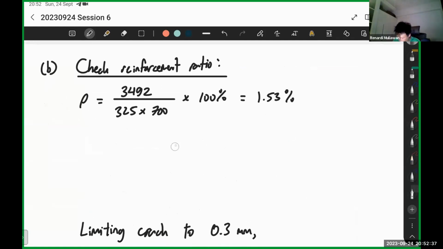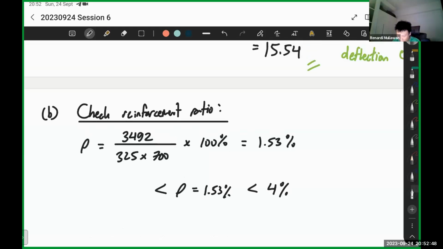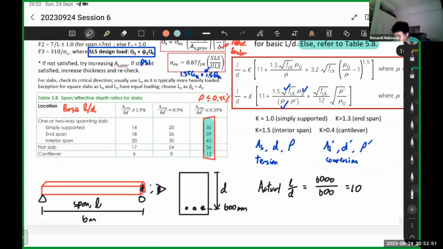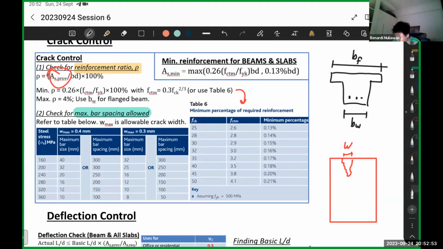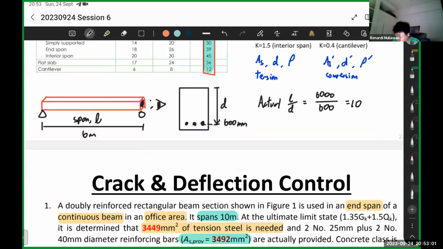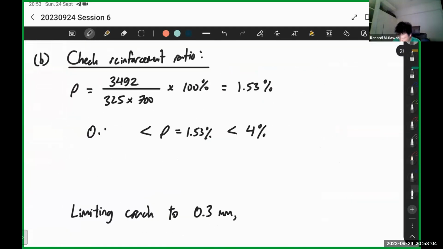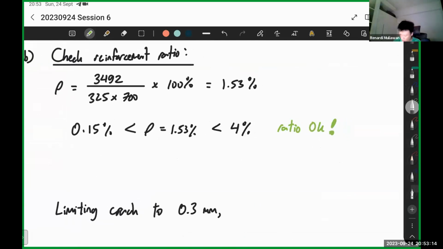So for this, rho is less than 4%, which is good because that's the maximum limit. The lower limit, we refer to the table. We have FCK equals 30, right? So we just go to the table. For FCK equals 30, the minimum percentage is 0.15%. So that's our lower bound. This one is still bigger than 0.15, so the ratio is okay. So that's our first step.